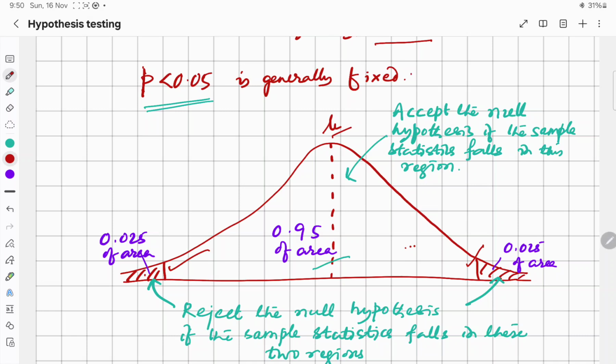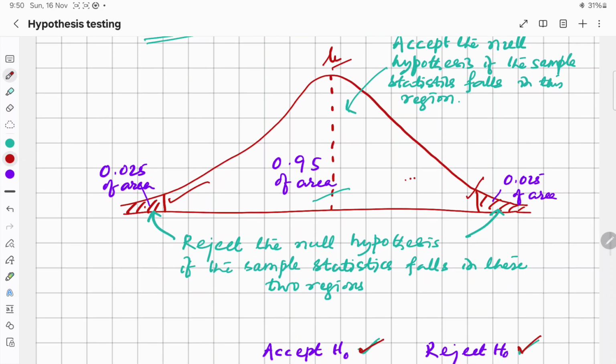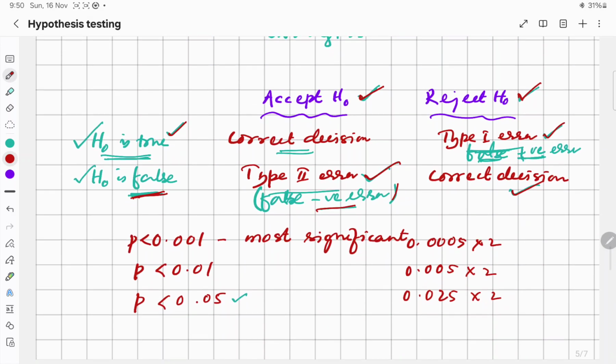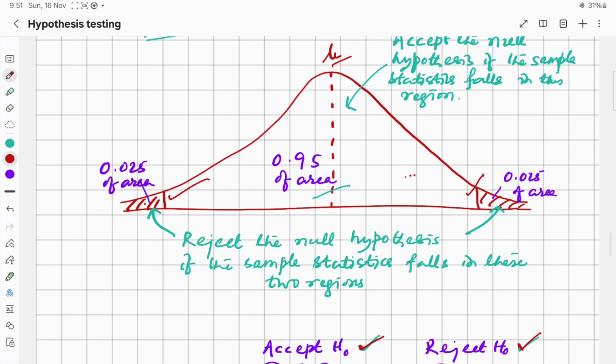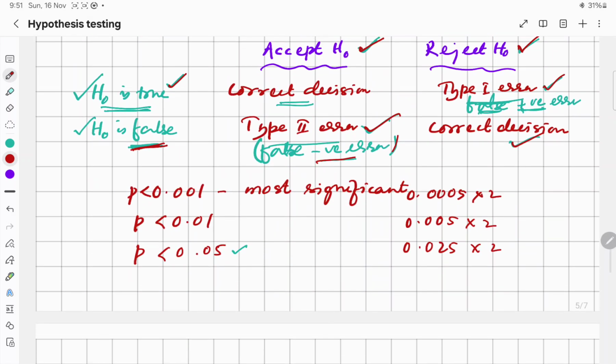So p less than 0.05 is generally fixed, and if in the two tails it is still lesser than 0.025, say 0.005, then it will be p less than 0.01. So the probability of type 1 error is 1 in 100. It is usually expressed in percentage. So in p less than 0.05, the probability of type 1 error is less than 5 by 100.